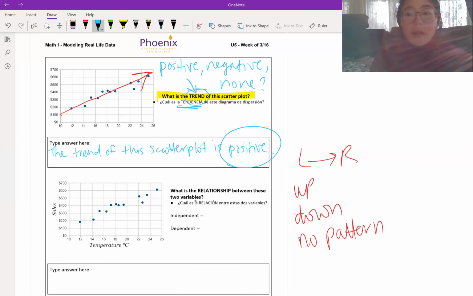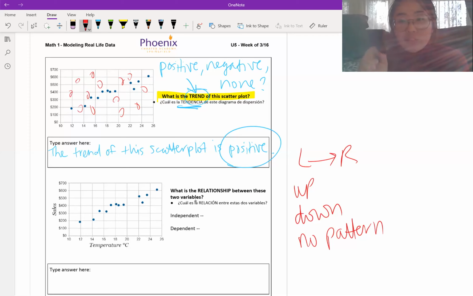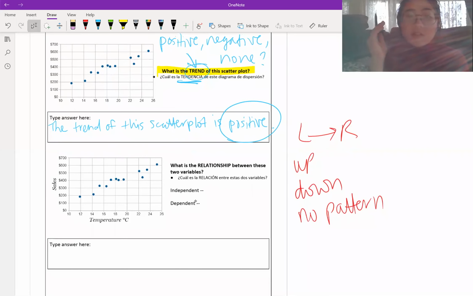Okay, so when I'm asking for a trend, remember: positive, negative, or none. For example, if our graph was going in this direction, left to right, if it was going down, we know that our trend would be negative. And if our dots were all over the place, like this, that just means that our trend is non-existent. You would basically say this scatter plot has no trend. So let's look down here. For trend, there are 3 possible answers.